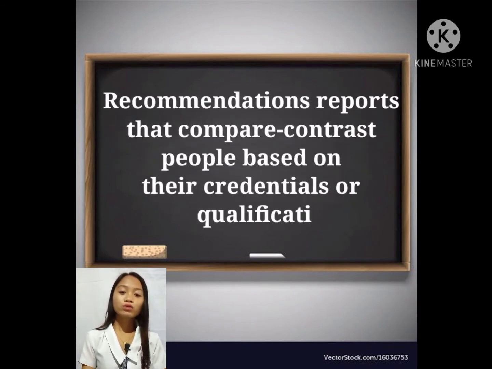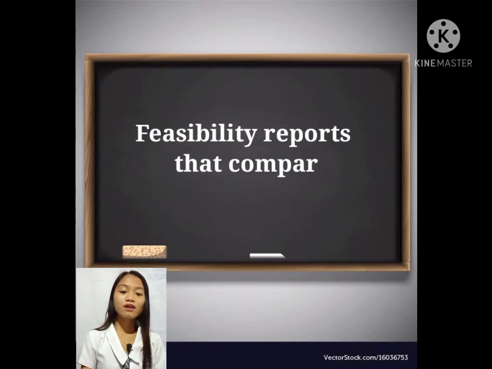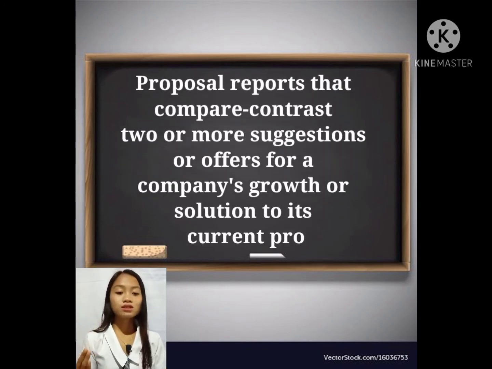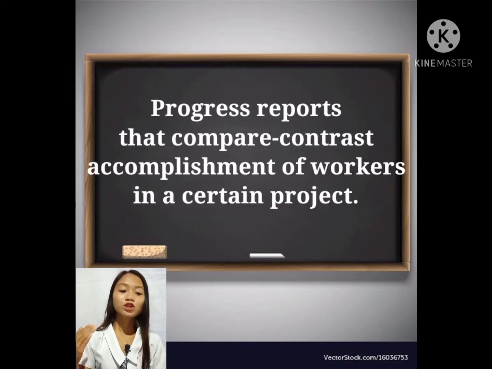So first, we have recommendation reports that compare and contrast people based on their credentials and or qualifications. Next, we have feasibility reports that compare and contrast two or more options. Third, proposal reports that compare and contrast two or more suggestions or offers for a company's growth or solution to its current problem. Then fourth, we have progress reports that compare and contrast accomplishment of workers in a certain project.